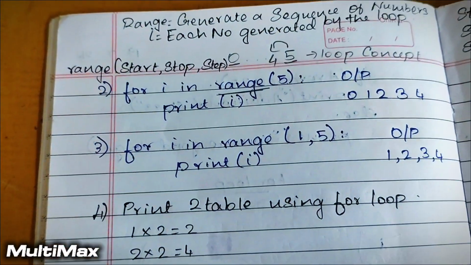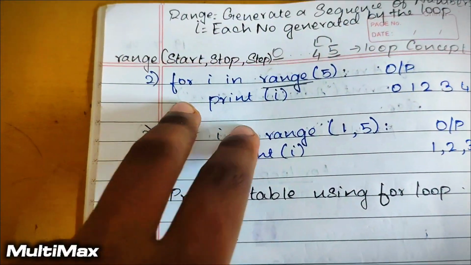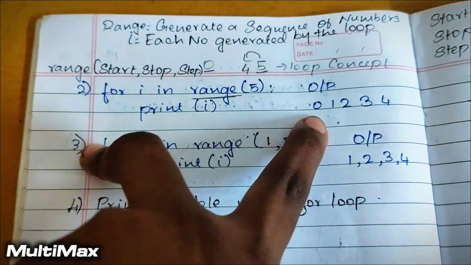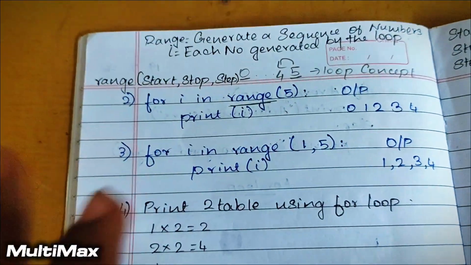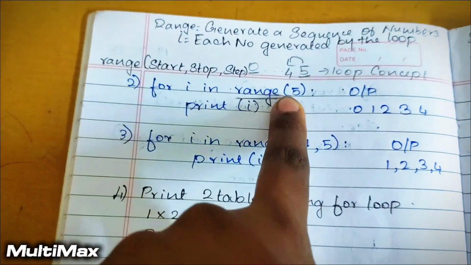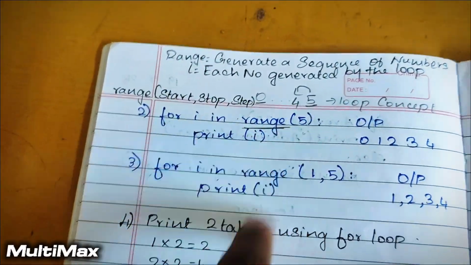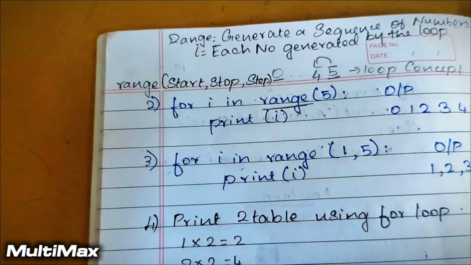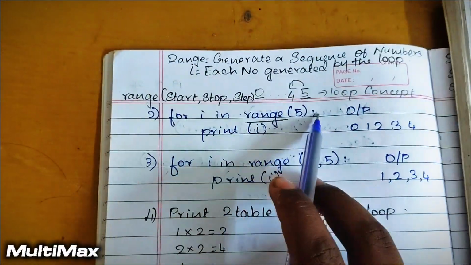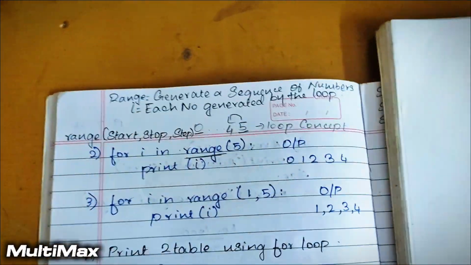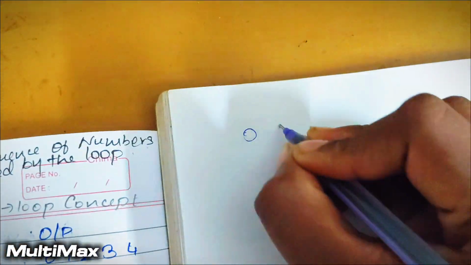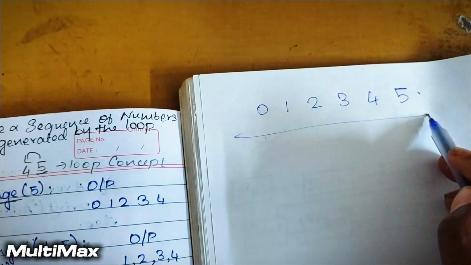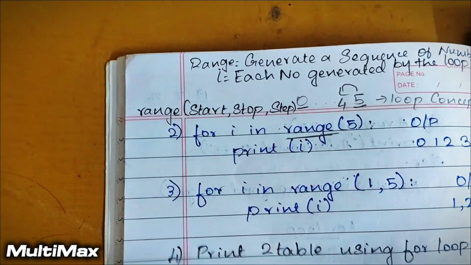Okay, so see this. For i in range 5, print i, and the output is 0, 1, 2, 3, 4. So there is nothing, guys. See this question: for i in range 5, print i. With 5, you may think the output is 0, 1, 2, 3, 4, 5. Up to which number you have to print, you may think, because the problems are like that.